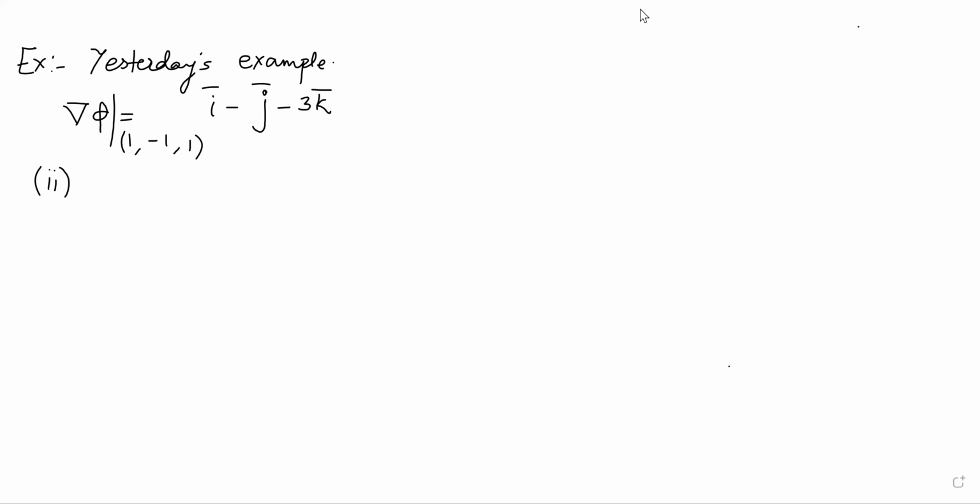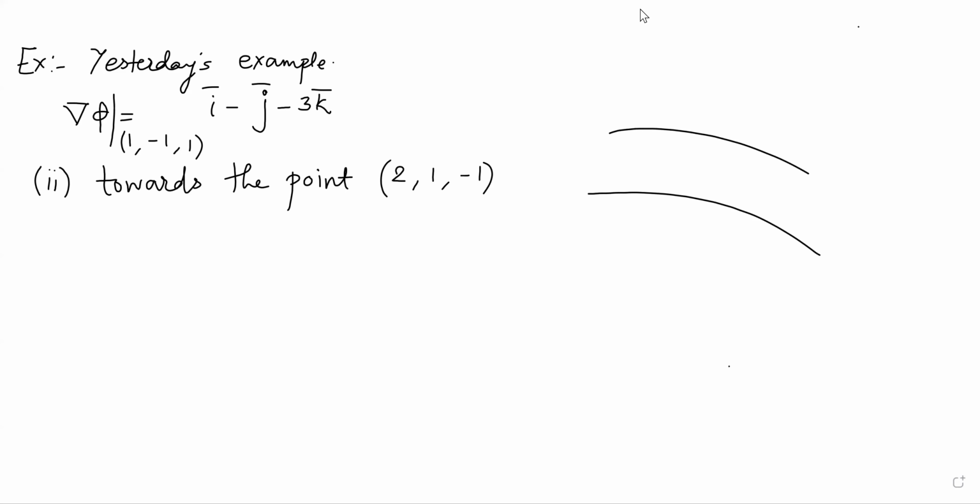So this is our second category of question. It is towards the point (2, 1, -1). It is given that towards the point (2, 1, -1). So what I have is the surface somewhere. This is your level surface, so that's our phi given. And then we have a point here, say (1, -1, 1).